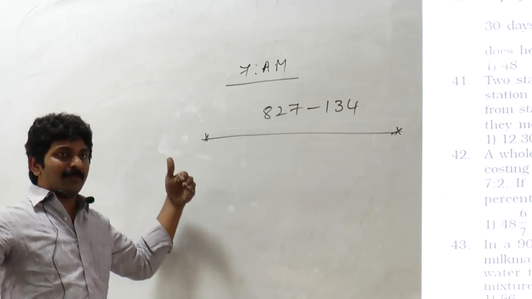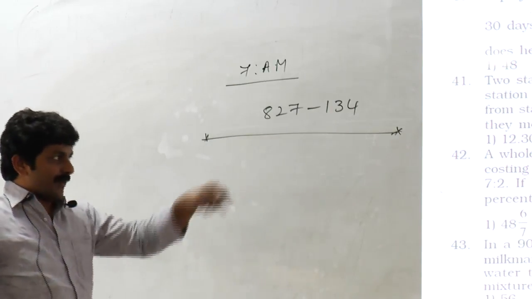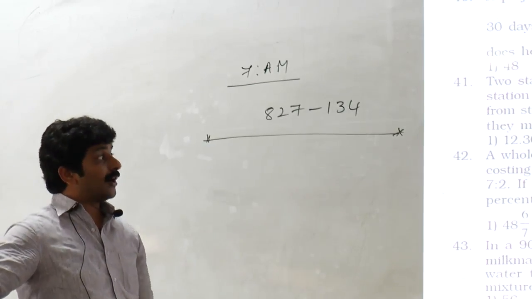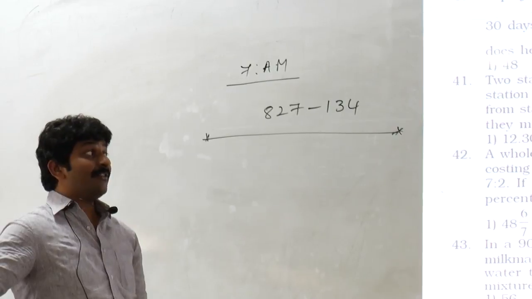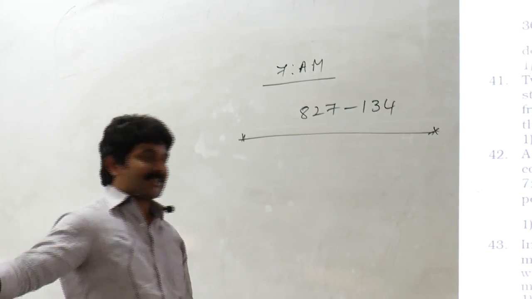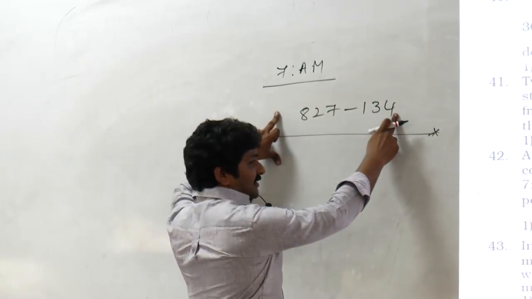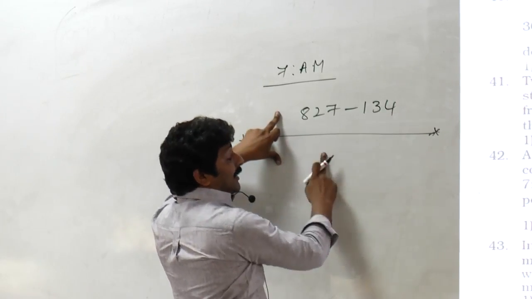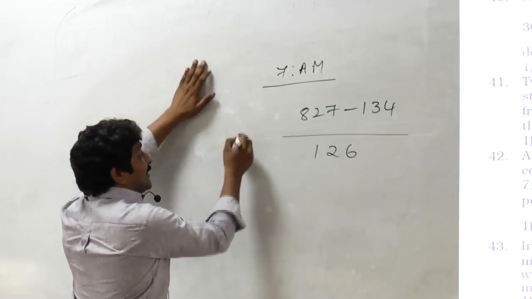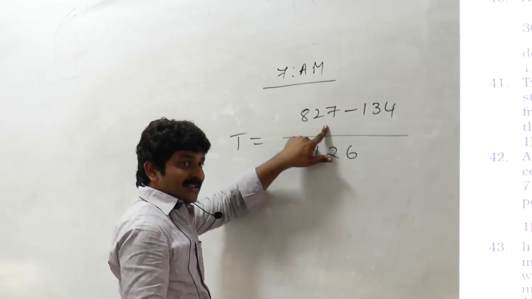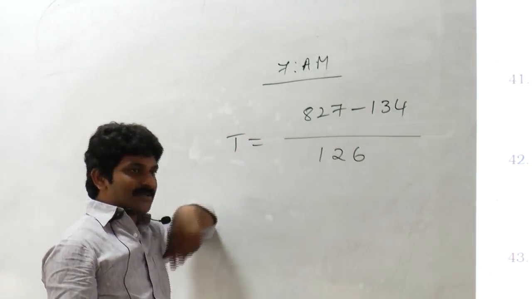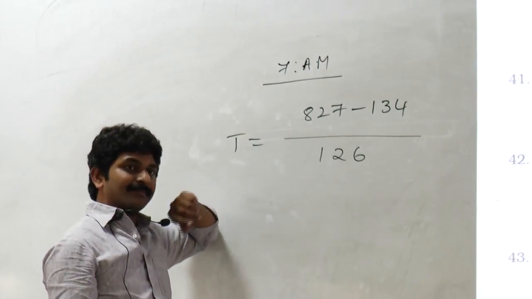And now both the trains are moving opposite to each other. If they move opposite to each other, relative speed becomes S1 plus S2. How much is that? 67 plus 59, 126. So this is the remaining distance and the relative speed is 126. Now let's calculate the time to cover this distance. Time is distance by speed. Remaining distance is this much and relative speed is 126.